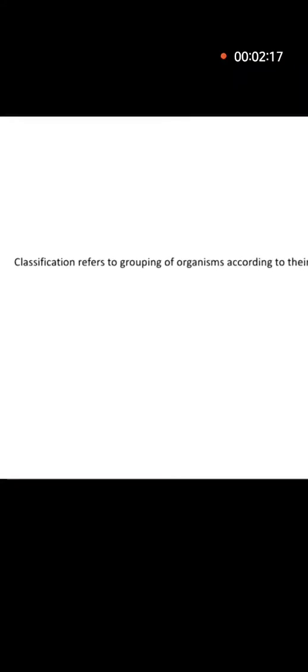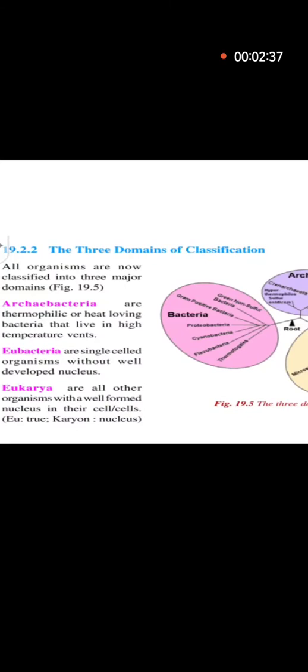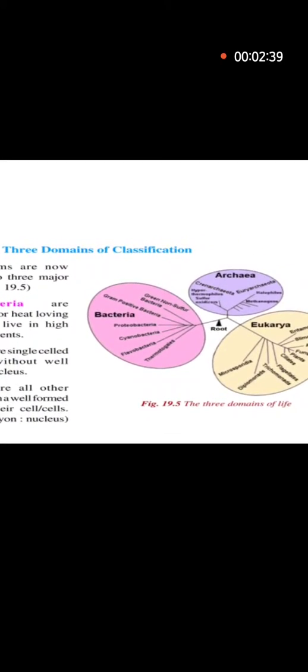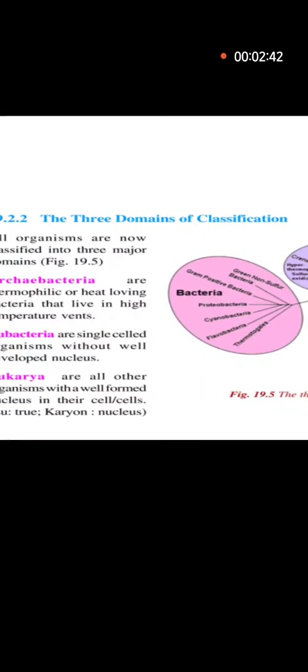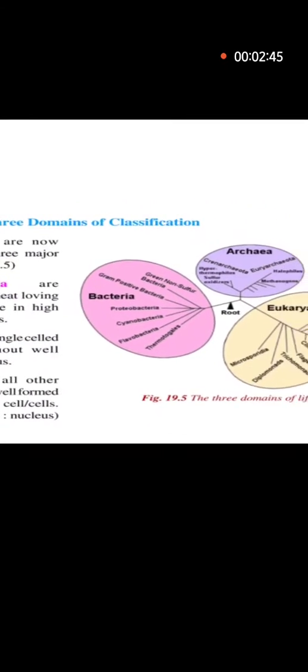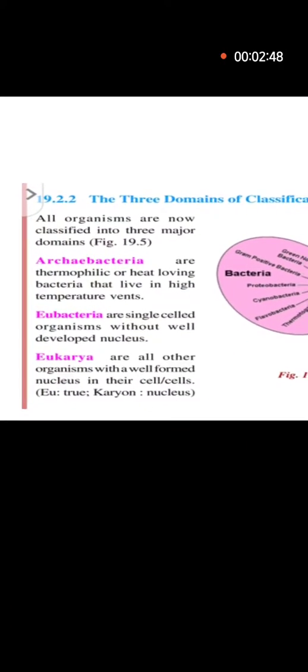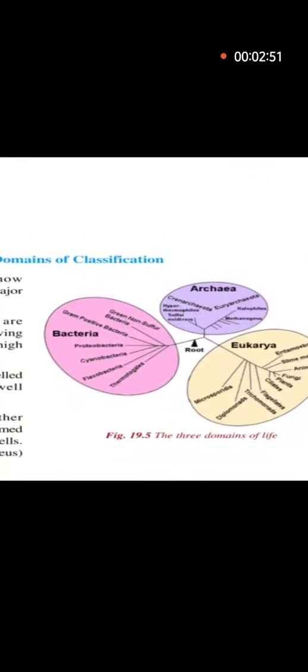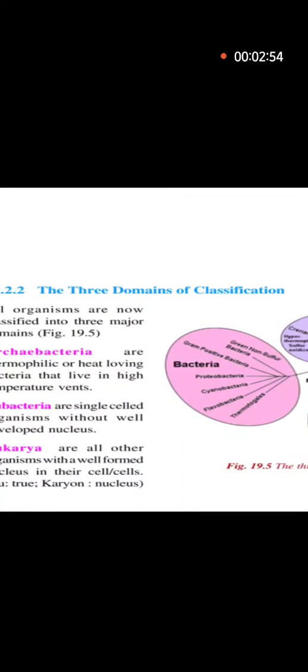Let us see what we mean by classification. Classification of living organisms refers to grouping of the organisms according to their similarities and differences. All of us have some things in similar and some differences among them. So classification is done in science according to that. This classification contains three domains. Those are known as archaebacteria, eubacteria and eukarya. So the classification is done according to these levels.